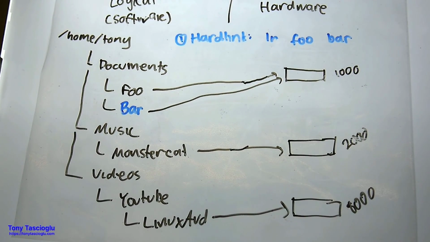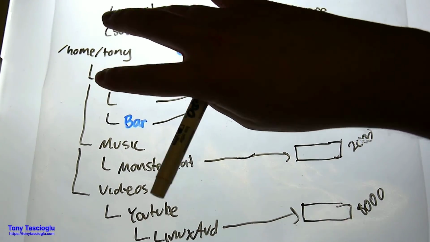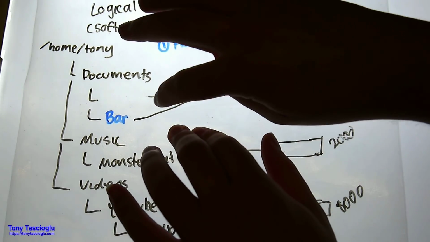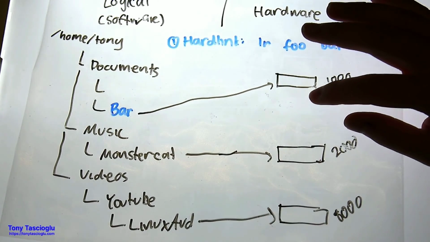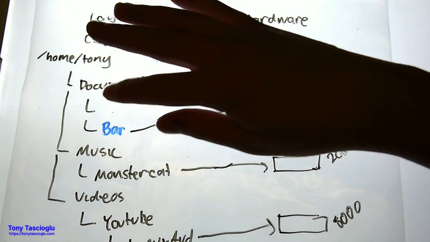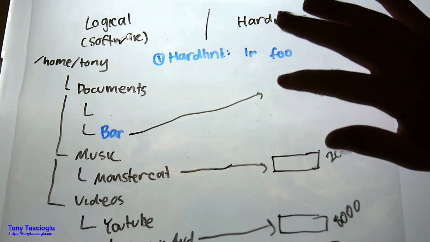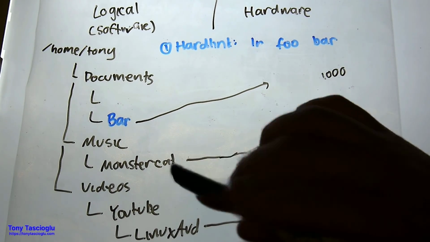Let's talk about caveat number 1. What happens if I go and delete foo? Uh-oh. Now that's gone. So that means this arrow is going away. Now this file block, if you recall, was originally created for the file foo. So when I delete foo, you might expect that this block will get deallocated and marked as free on the hard drive. So what happens to bar?